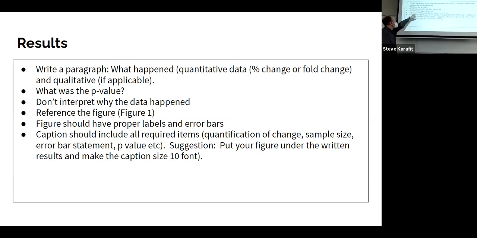Make sure to put what the p-value is there, and put the actual number, don't just say it was less than 0.05 there. Actually give the p-value there in the written section. And once again, don't interpret why the data happened, just say what happened. And make sure to reference the figure. That's when you say, there was a 38% increase of this over that, in parentheses, then figure 1, which tells the reader, hey, look at figure 1 to see this on the graph.